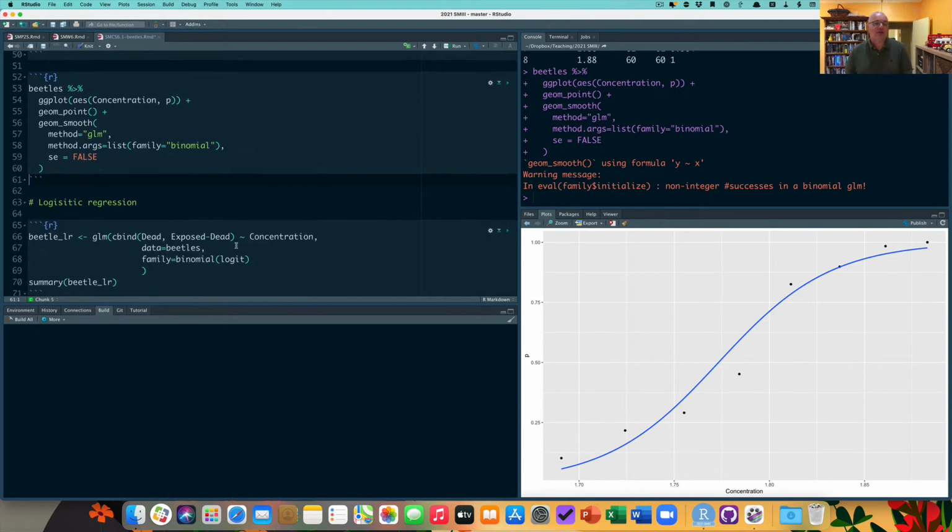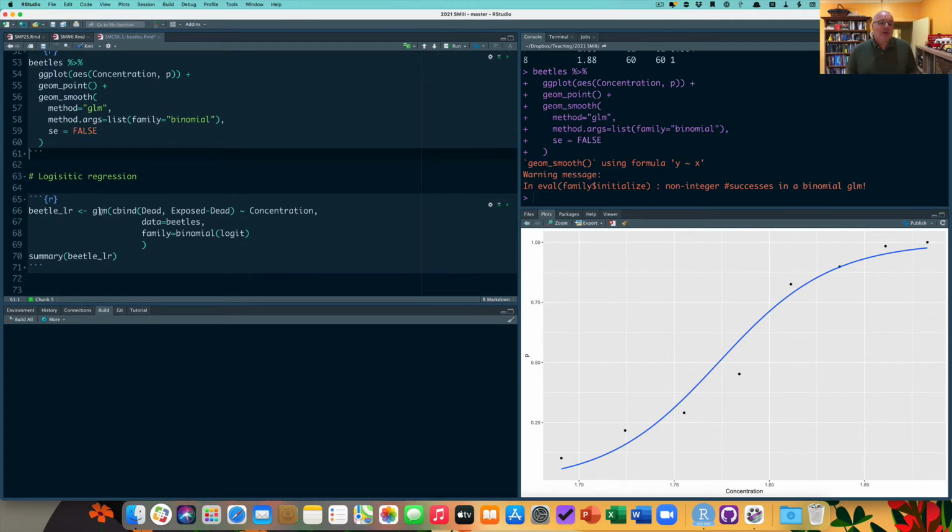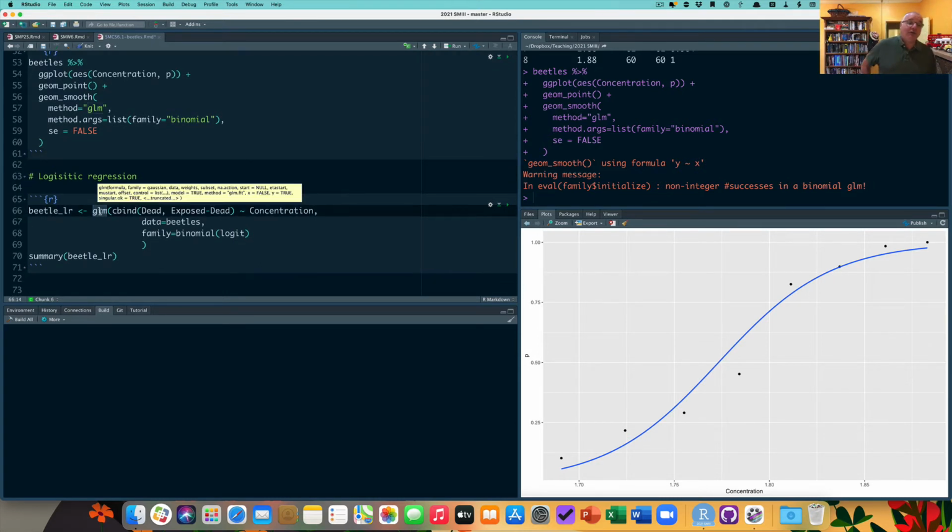So how are we actually going to fit our logistic regression? Because we're now doing a generalized linear model as opposed to a linear model, the function is lm, but you put a g at the front. Now there's two ways you could do a logistic regression. If we had for each beetle the concentration and whether it died or not, each row would be an individual beetle, and we would just give the outcome.